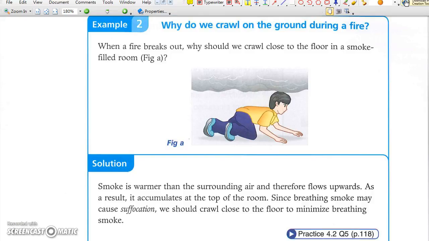Example 2. Why crawl on the ground during a fire? In a smoke-filled room, the hot air, including the smoke, rises and flows upwards. The air near the ground is a bit cooler and also has a little more oxygen. Avoiding breathing in hot air may reduce the chance of lung injury and infection, which can be lethal.